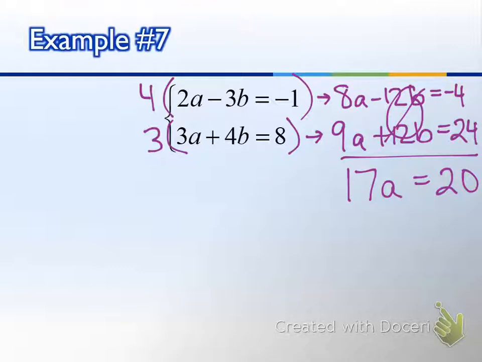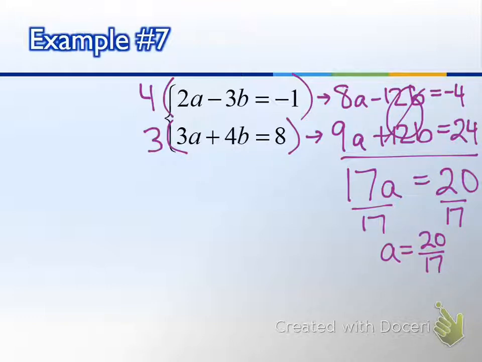All right, we're going to divide both sides by 17. a equals 20 over 17. Just leave it alone. Because if you get a decimal, my guess is that you're going to have to round it. And I don't want any of that negativity in my life. Don't round them. So we just leave it alone.